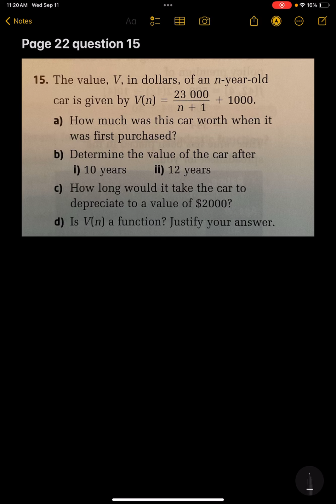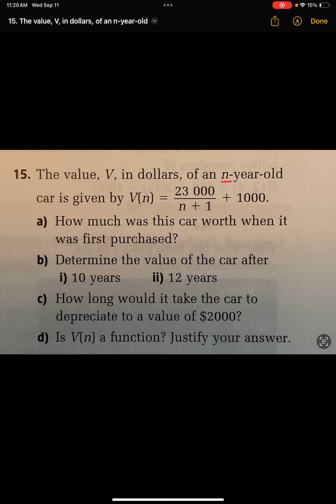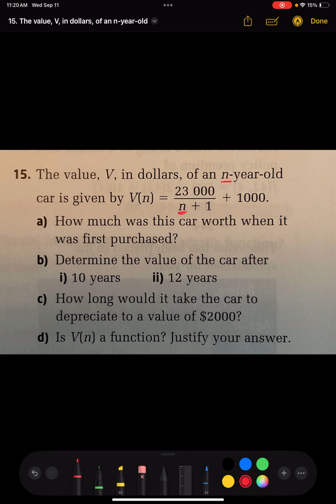Looking at page 22, question 15, we have an N-year-old car. The value, V, we're defining in terms of N. The value depends on how old a car is. N is a variable, V is a value, it's the function, and V is the name of the function.